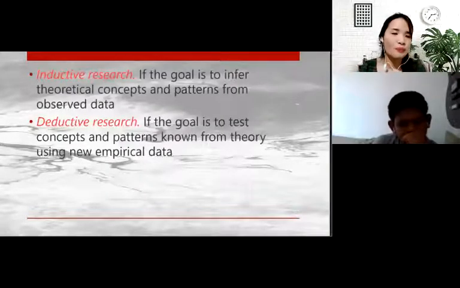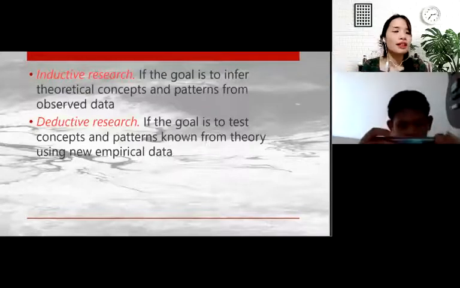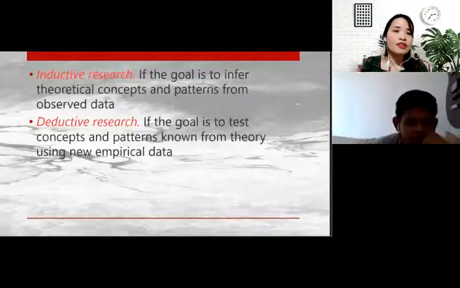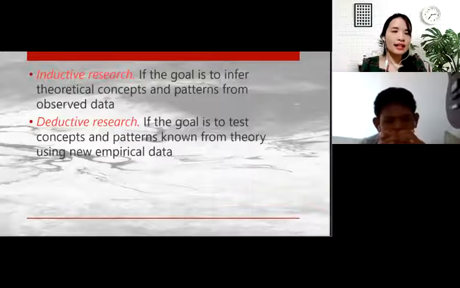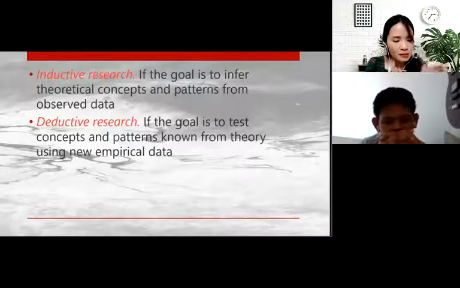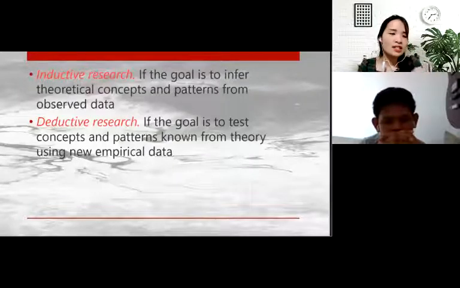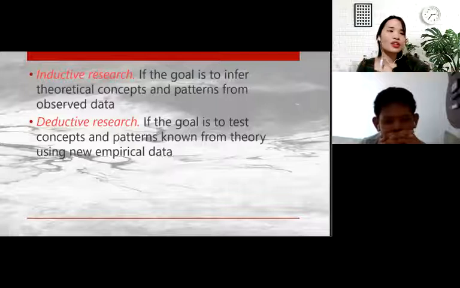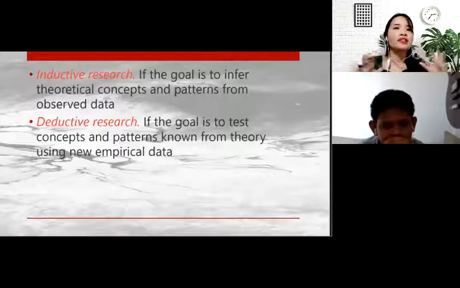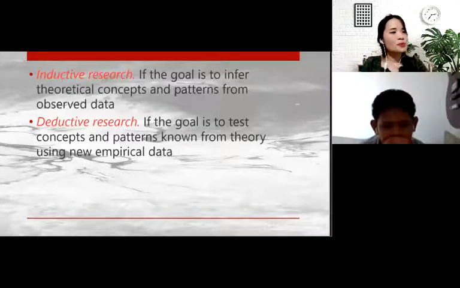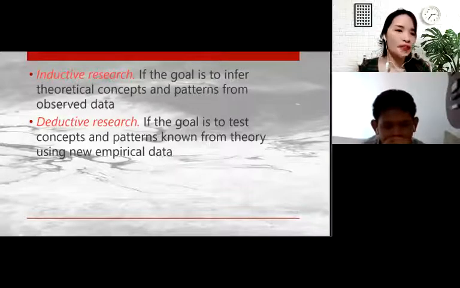So what is inductive research? Inductive research is when the goal is to infer theoretical concepts and patterns from observed data. What does that mean? Inductive research, as I have mentioned a while ago, starts from specific to general, that means you are generating theories. Okay? So the information starts from you, from your observed data. After you have observed a certain phenomenon or a certain event, then you generate a theory or a concept out of your observation.